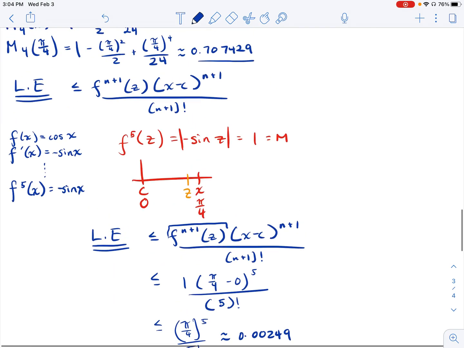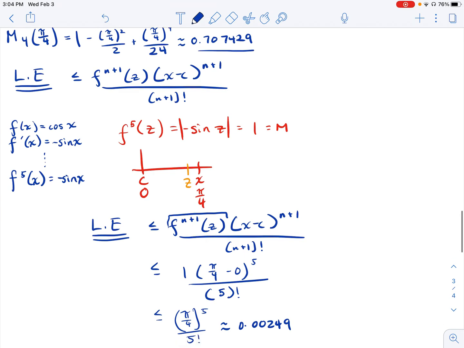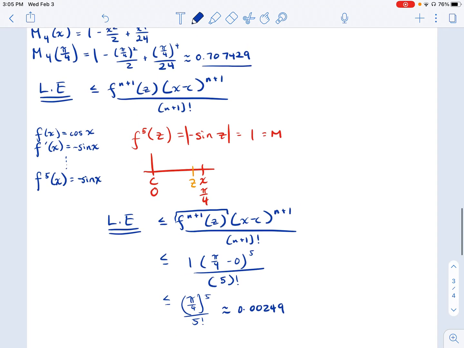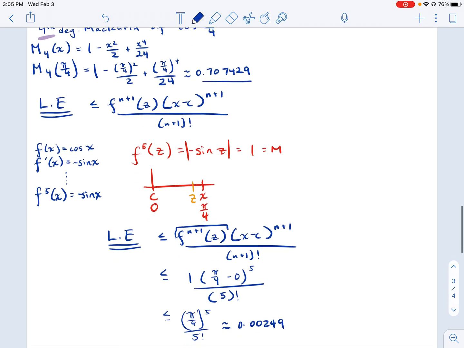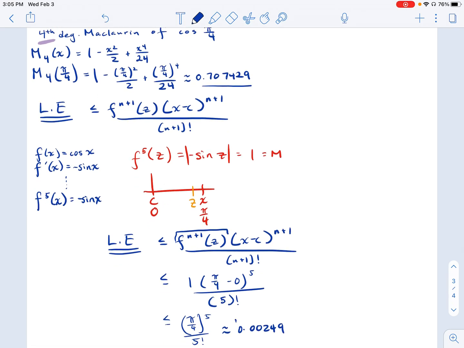Okay, so this Lagrange error, we're saying, all right, my 4th degree Maclaurin polynomial, which we said was 0.707429, it's going to be off from the actual value of cosine of pi over 4 by no more. In fact, it's going to be less than this amount. This is the most that we could possibly be off by.